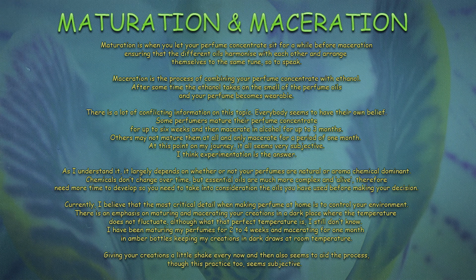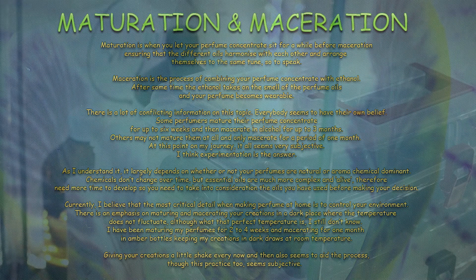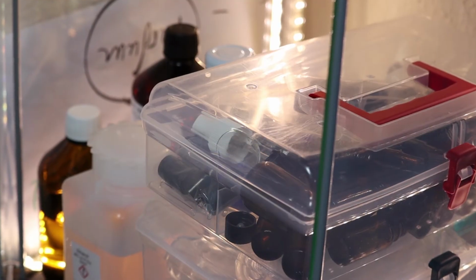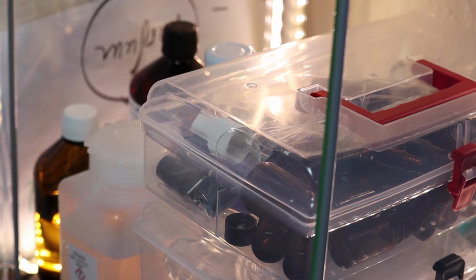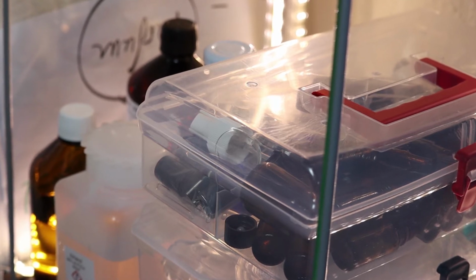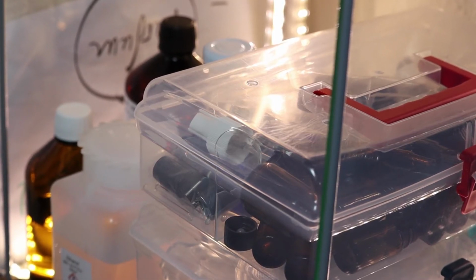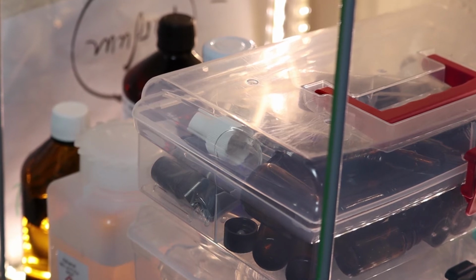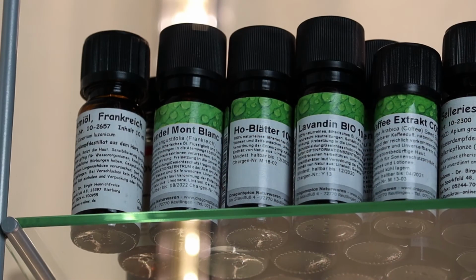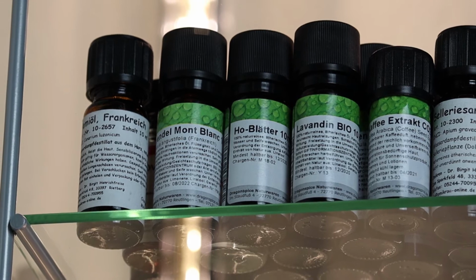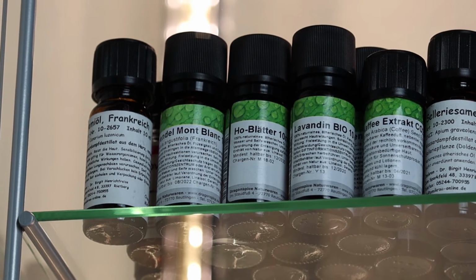Maturation is when you let your perfume concentrate sit for a while before maceration, ensuring that the different oils harmonize with each other and arrange themselves to the same tune, so to speak. Maceration is the process of combining your perfume concentrate with ethanol. After some time, the ethanol takes on the smell of the perfume oils and your perfume becomes wearable. There is a lot of conflicting information on this topic. Everybody seems to have their own belief.